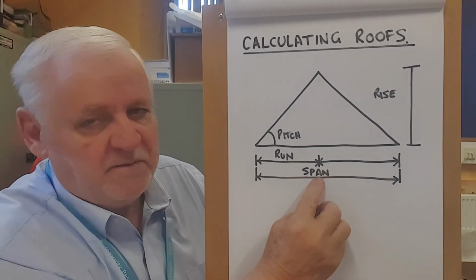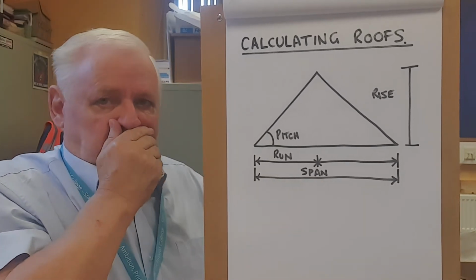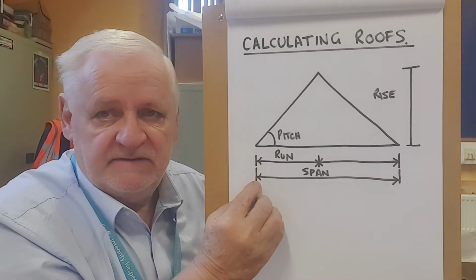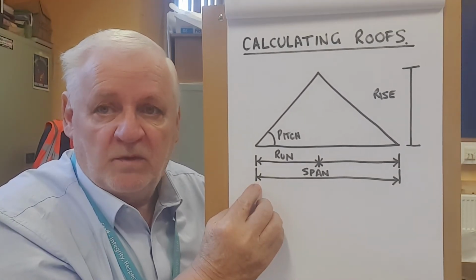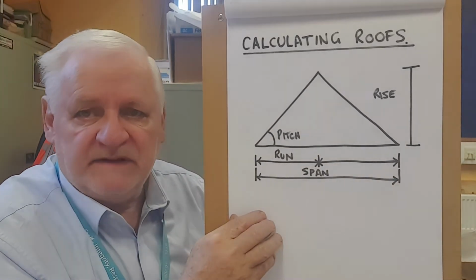The first key word we have is span. This span is the distance from the outside of the wall plate on this side to the outside of the wall plate on that side.